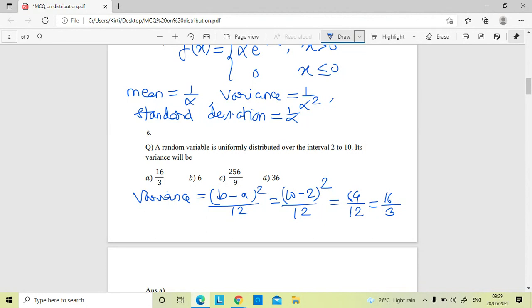Problems sometimes look very difficult, but if you know these standard parameters, standard basic things, it will be very simple to get the answer in just some seconds, right? Let's have the next one.